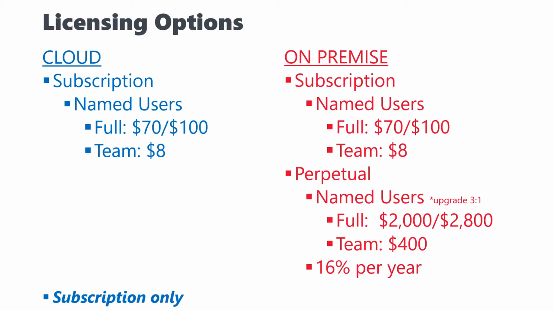So down on the bottom here, we'll summarize. Cloud is subscription only in terms of licensing. And with on-premise, you can purchase the software upfront or use subscription pricing.